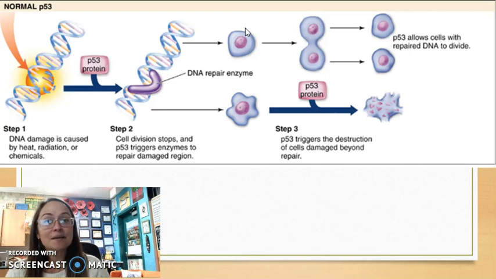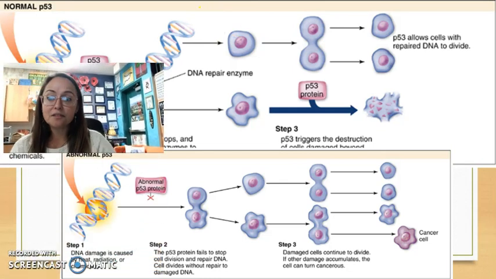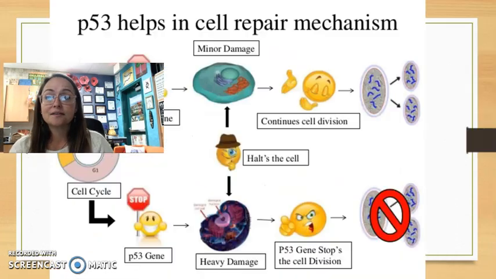Or, if the damage is too great, like I said earlier, it can cause the cell to go through apoptosis. Now, if there's an abnormal p53, there's nothing to regulate this step at that G1 checkpoint, and now damaged DNA in cells can then go through the cell cycle, and that could possibly lead to cancerous cells.